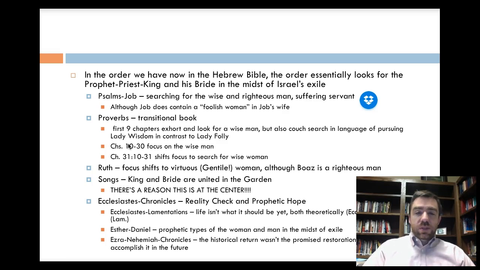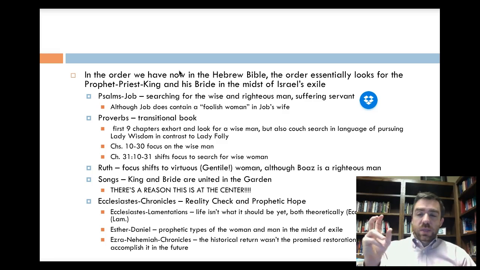So, just to give you an overview, and this is where I want you to focus your attention, just to give you an overview of the story of these books. We start with Psalms and Job, and in Psalms, Psalms 1 through 3 really give us a good picture of what we're looking for. We're looking for the wise man who rules as the king and who is also a suffering servant in Psalm 3.